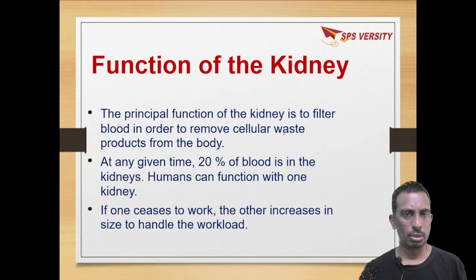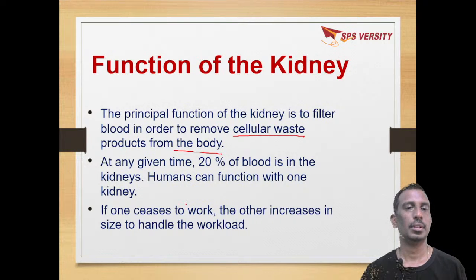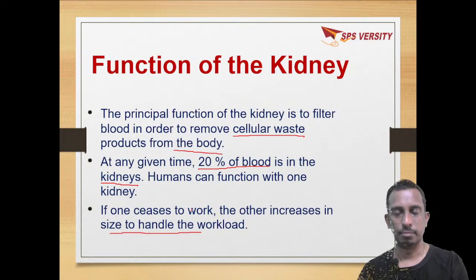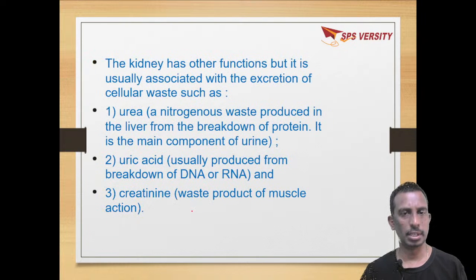The function of the kidneys is to filter the blood to remove cellular waste products formed in the body. At any given time, 20% of the blood is in the kidneys. Humans can function with 1 kidney. If one ceases to work, the other increases in size to handle the workload. So humans can have normal excretion with 1 kidney. The kidney has other functions also.